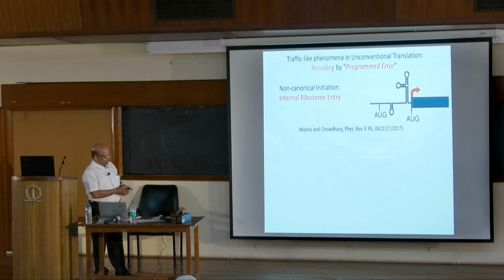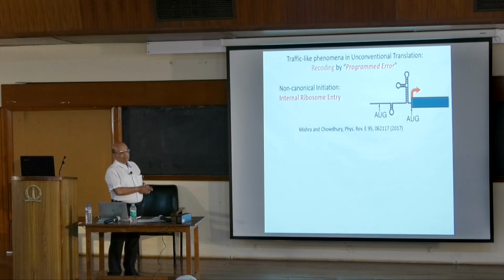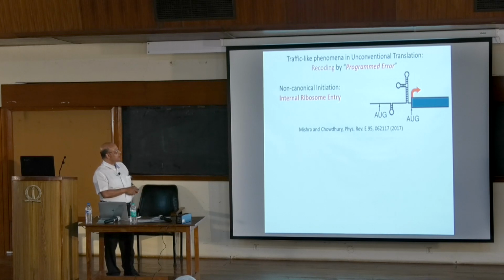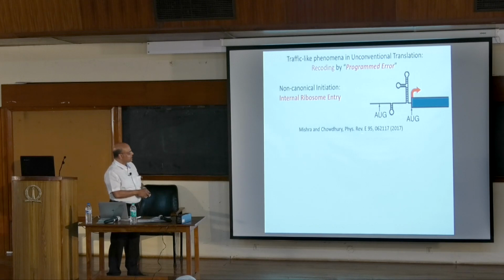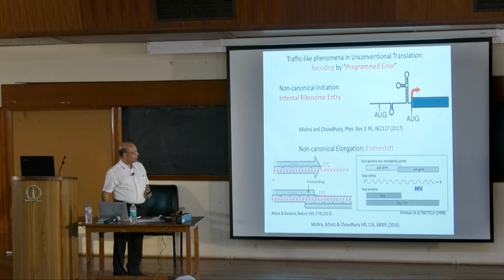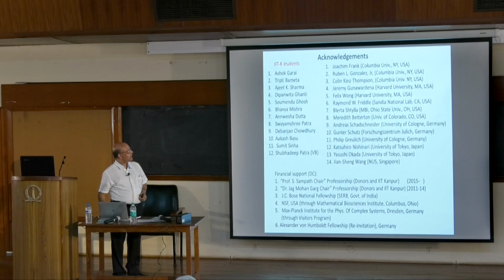There are phenomena called programmed error, again done by these machines. So these are not random errors. Nature has introduced this deliberately, and one such phenomenon is called internal ribosome entry, and that again we have studied using the same technique that I mentioned earlier. And frameshift is yet another programmed error, and for that we have developed a theory. Again, I don't have time to go into all that.